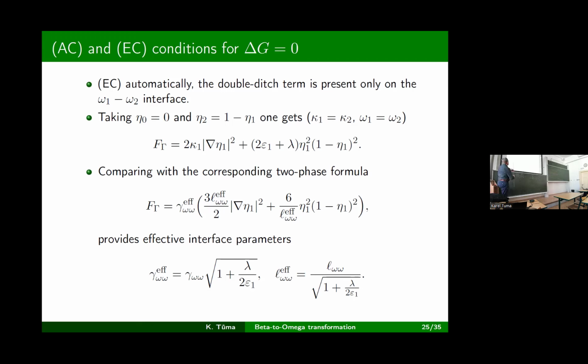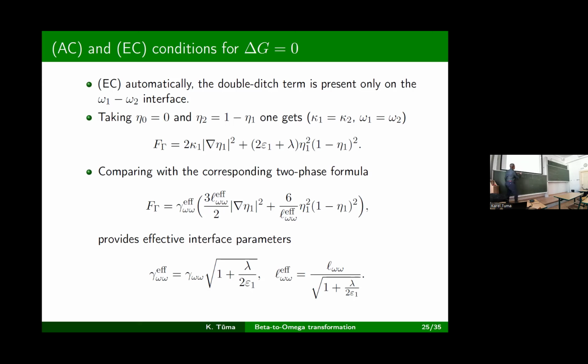So I will repeat, we do not want EC, the evolution consistency, to be satisfied on the edge omega 1, omega 2. But we can see that the double ditch is in a very similar form as the standard double well. It is eta i squared, eta j squared. So we can do the thing that if we reduce, we still have just three phases, 1 beta, 2 omega. If we reduce to the case where eta 0 is 0, so there are just two variants of omega, so it means we are on the edge.